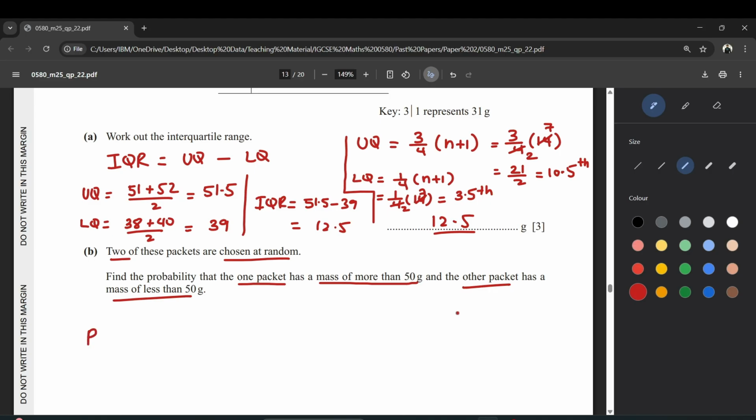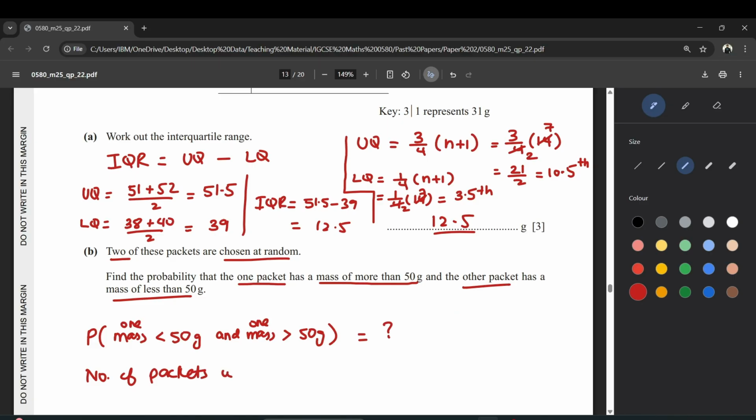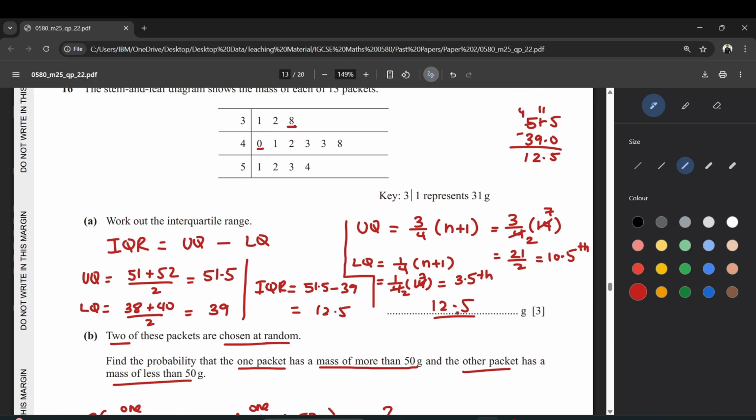So we can say the probability that mass is less than 50 and mass is greater than 50, because you can write one mass and one mass, but it doesn't matter even if you don't write it. Let's say I need to see how many packets have mass more than 50. So I'm going to write that down first: number of packets with mass greater than 50 grams.